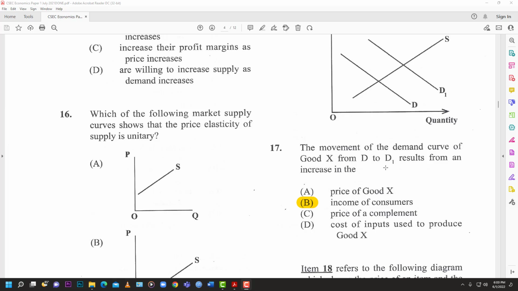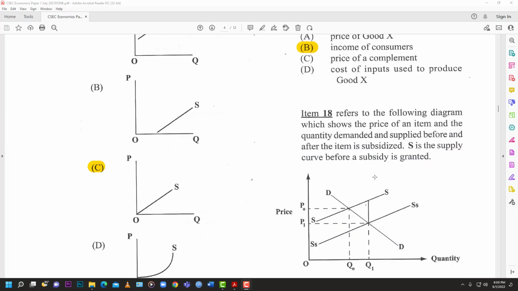Income is a determinant of demand. Income can cause a shift. If income increases, your demand would shift to the right, it increases. If income decreases, your demand shifts to the left, it decreases. So the answer is B, income of the consumers.